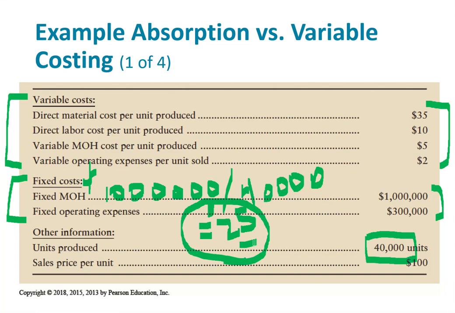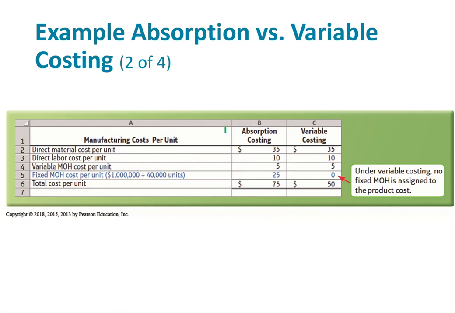And students get very confused with all of the information they have to put into these two income statements, but it's really this number right here that makes a difference. And you can see it here, this would be the total cost per unit to manufacture, or the production cost. Absorption costing includes the $25. Variable costing does not include the $25. So when you ask what was the cost per unit, absorption costing is 75, variable costing is 50.